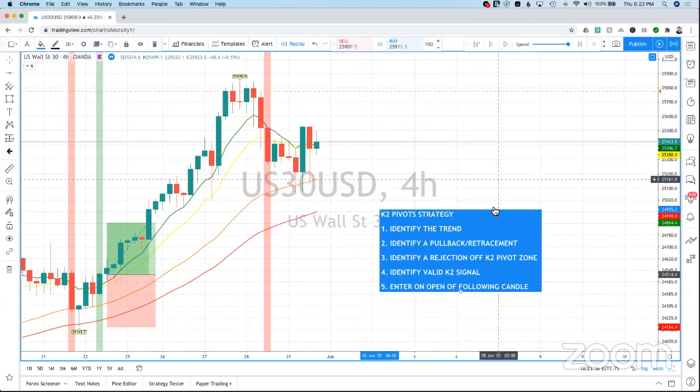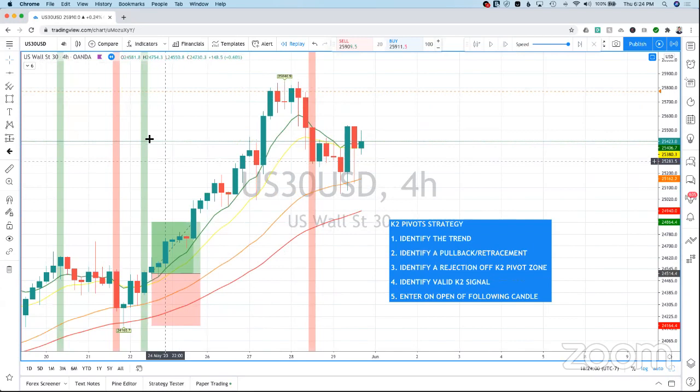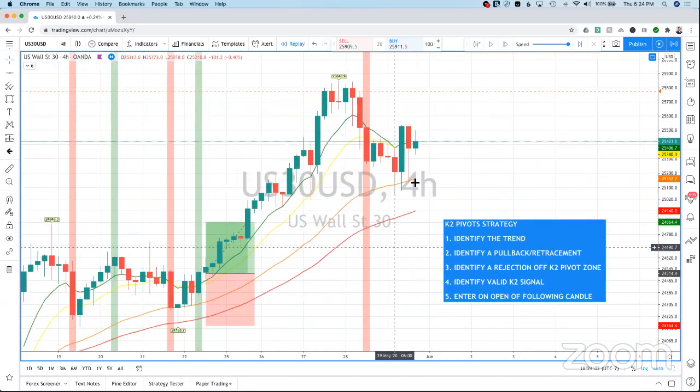All right, so let's just go over the requirements again. We want to identify a strong trend. Right here, similar to how it was down here, the pivots are angling upwards and they're pretty spread out. We have level 1, 2, 3, and 4. We've identified a strong uptrend.